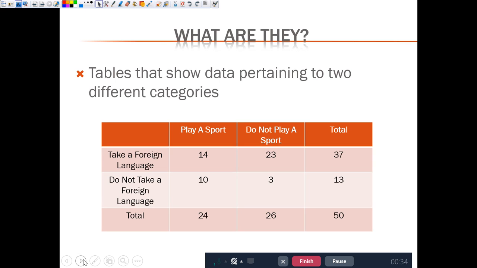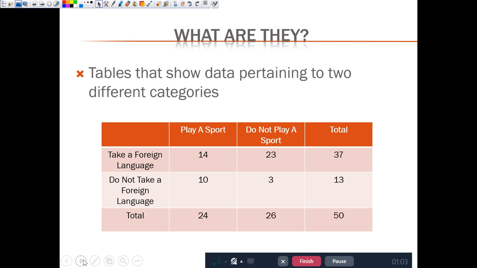You either play a sport or you don't. You're either taking a foreign language or you're not. And then we are comparing those two. So the players that play a sport and are taking a foreign language are in this category. And the people that do not play a sport but are taking a foreign language are in this category. Each row adds up to the total, and each column adds up to the total. And then this is our grand total of 50 students.